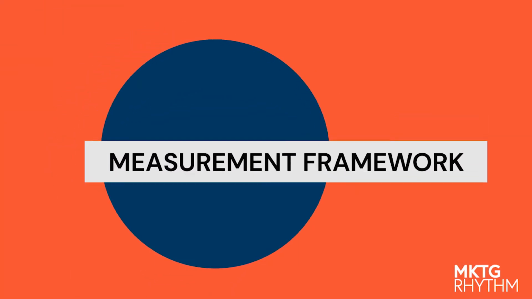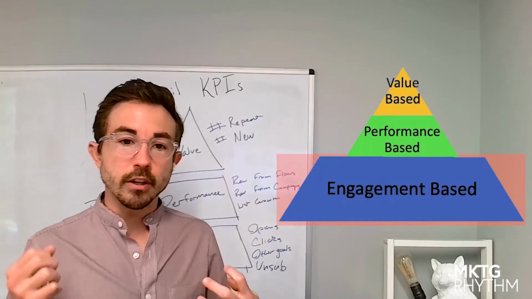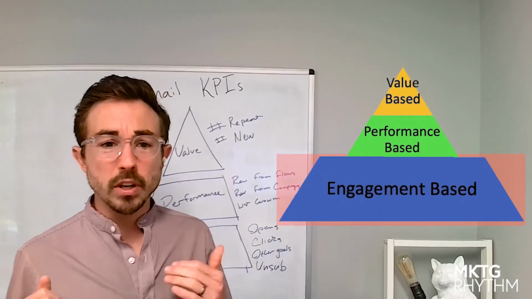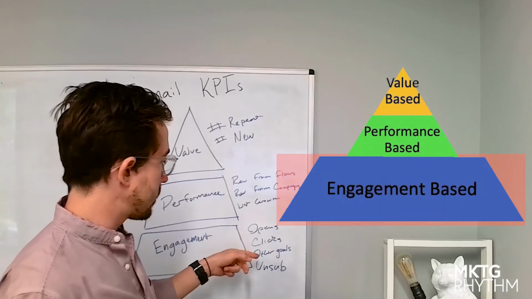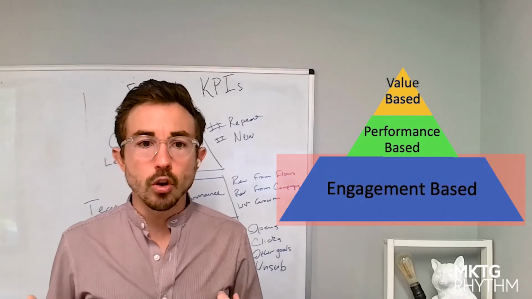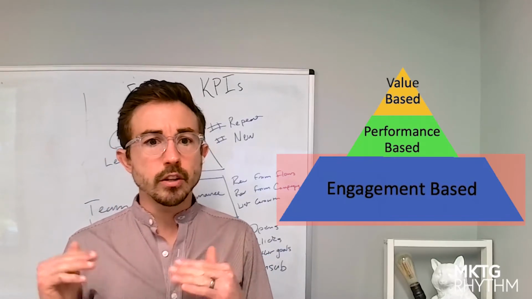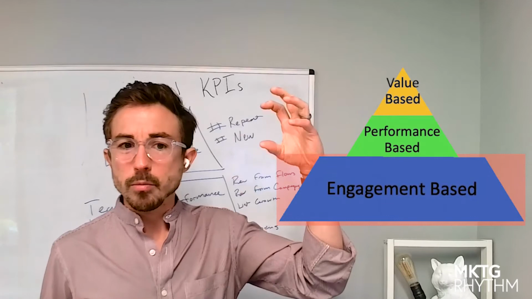It's 3 layers. So we start off with engagement-based metrics. Those are metrics that are more in the weeds. This is going to be more email-specific things like opens, clicks, other goals we may have, and unsubscribes. So this is something a little bit more in the weeds that isn't necessarily as easily understandable to someone higher up in the organization.